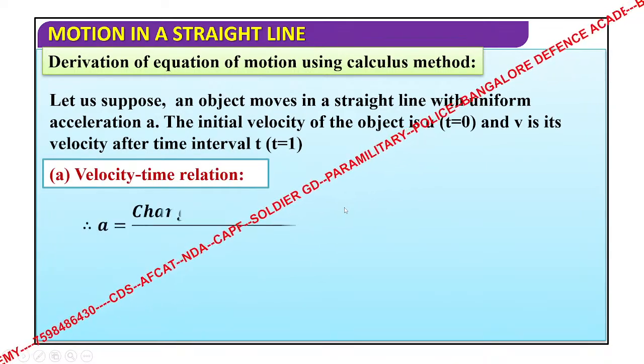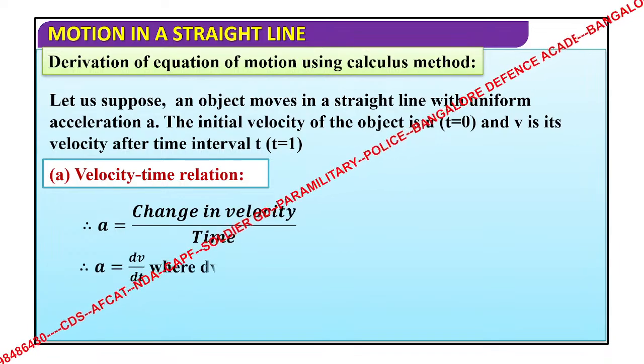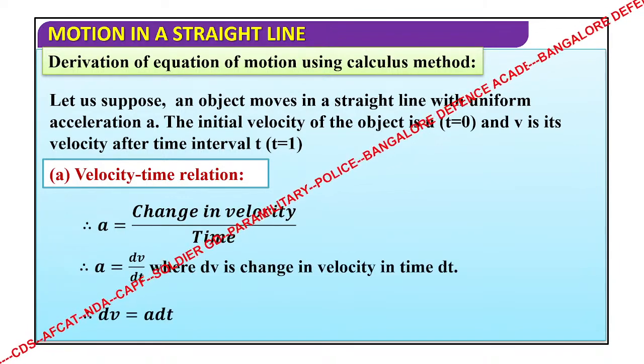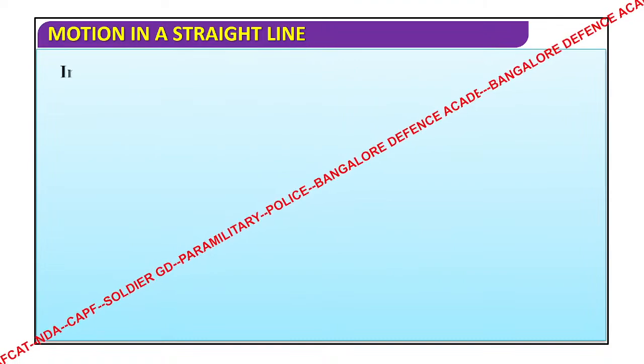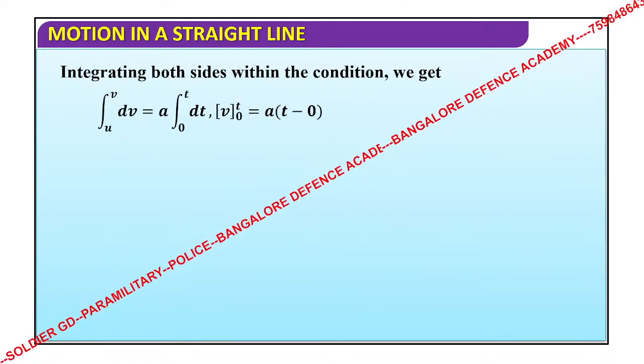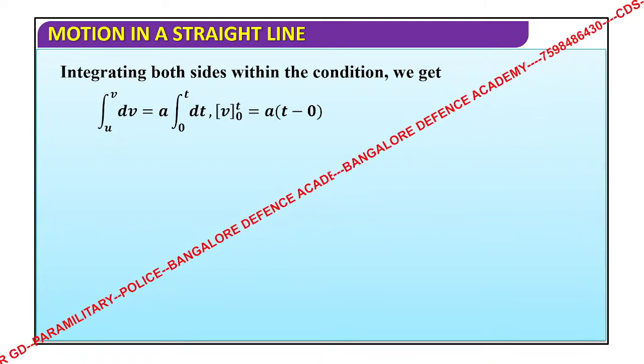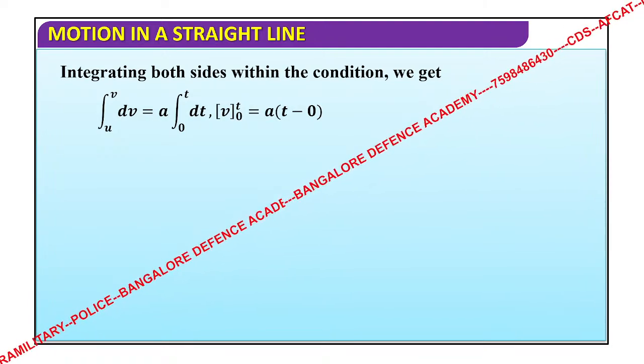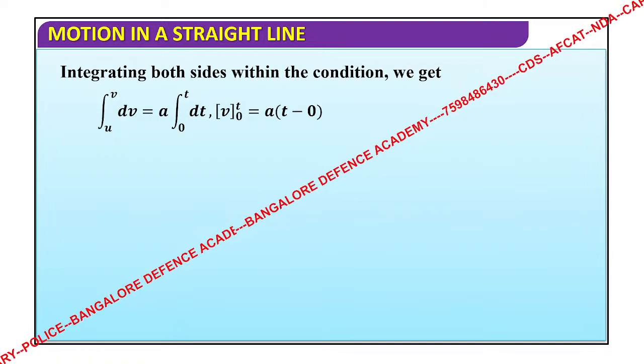So in the velocity-time relation, acceleration is change in velocity by time, so I take a is equal to dv by dt. Now integrating on both sides. In 12th standard you are going to study a chapter called integration, definite integration. So you have initial velocity and final velocity.